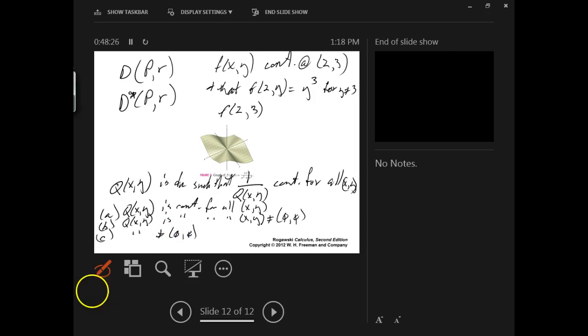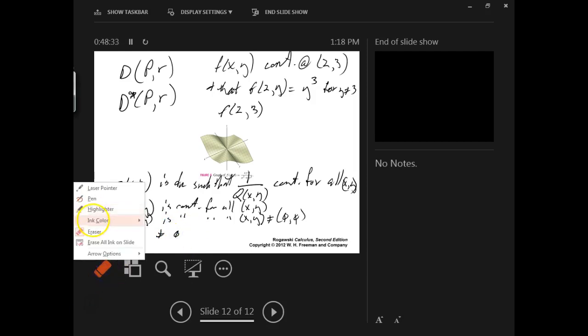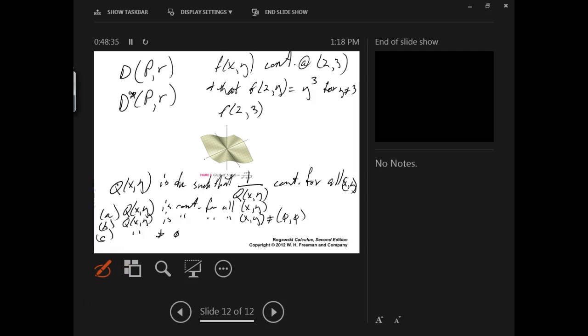No, it's not equal to 0. Sorry. Thought that can't be right. It's not equal to 0 for all xy. Okay. So, you know that Q of xy is a function such that the reciprocal of it is continuous for all xy. Okay?